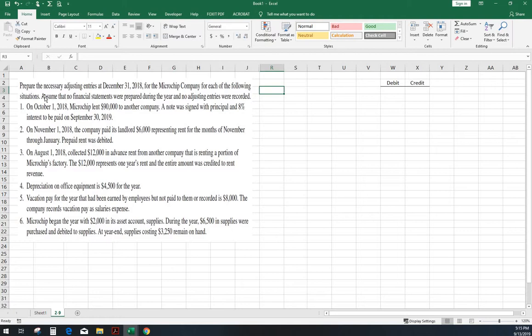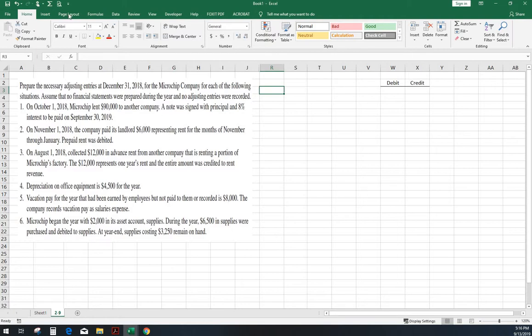And the problem reads, prepare the necessary adjusting entries at December 31st, 2018 for the Microchip company for each of the following situations. Assume that no financial statements were prepared during the year and no adjusting entries were recorded. On October 1st, 2018, Microchip lent $90,000 to another company, and a note will be signed for principal of 8% interest to be paid on September the 30th.